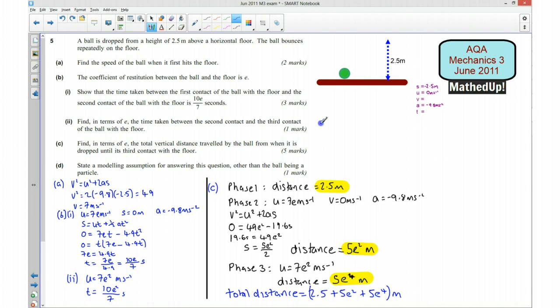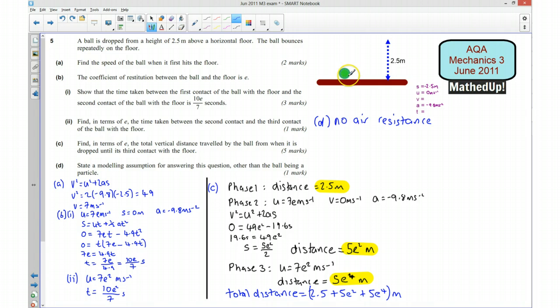Now part D, and I'll do part D over here. We need to state a modelling assumption for answering this question other than the ball being a particle. So there's a number of things that we've assumed. One of the things is that we've said that there's no air resistance, so that's the one that I'm going to go with. But some of the other things, well, we've assumed that when the ball bounces and then changes direction, there's no time taken in that, so we've assumed that that's happened instantly.